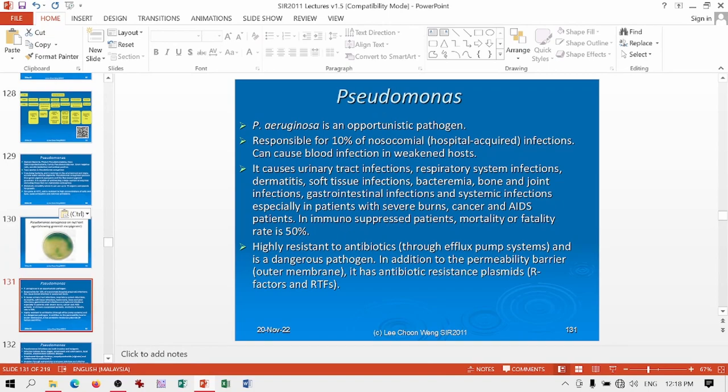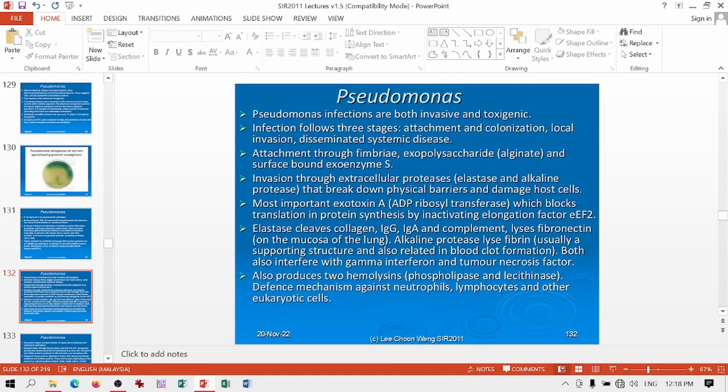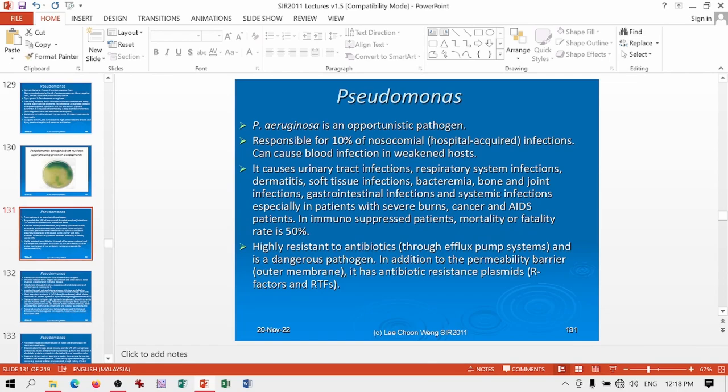So it's an opportunistic pathogen and responsible for 10% of nosocomial or hospital acquired infections, and also causes blood infection in weakened hosts. It causes a wide range of infections, and in immunosuppressed patients, the mortality or fatality rate is very high, up to 50%. It's highly resistant to antibiotics because it has a very efficient efflux pump system, which allows it to remove any antiseptics and antibiotics that entered its cell.